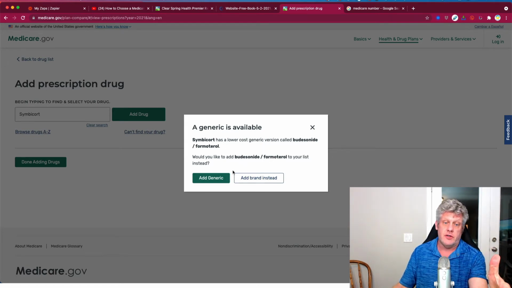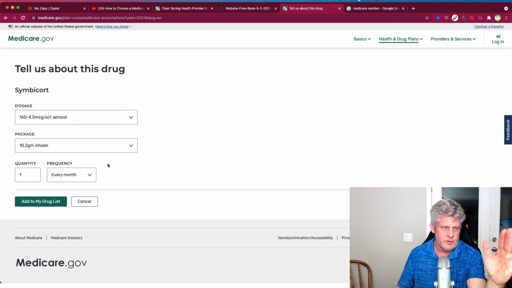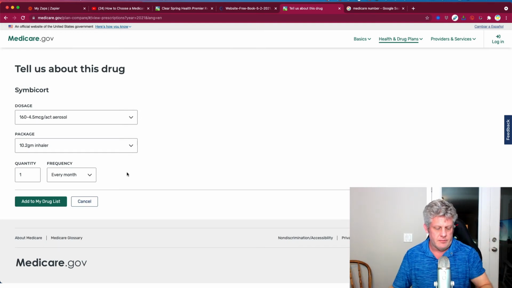and the funny thing is the generic price and the brand name are virtually the same. So we're going to add the brand name, because the Symbicort generic is, I don't want to go into it, but trust me, it's not as good and it's almost the same price. All right, so we're going to add that.